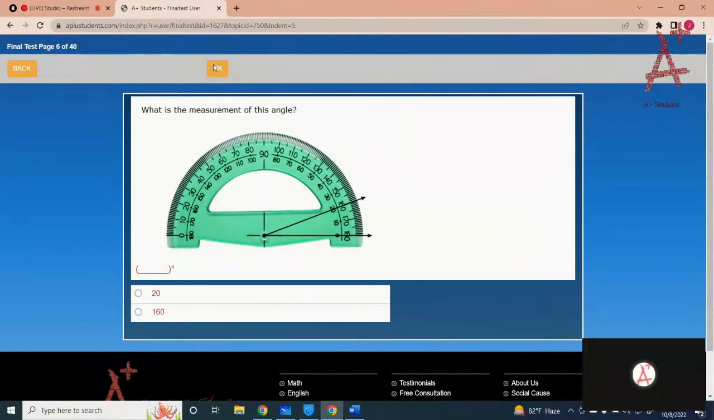Okay. What is the measurement of the angle? So one of the rays is lined up to 0 and the other one is, then the angle measurement of the angle is 20 degrees. Got it? Because it is lined up on 0. So 0 to 20 is 20.